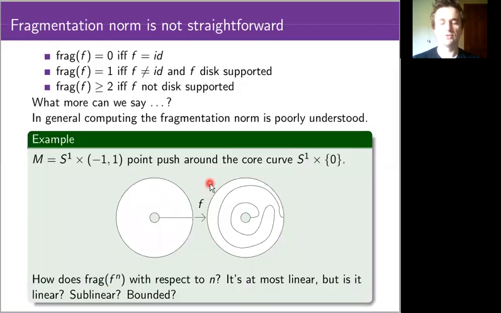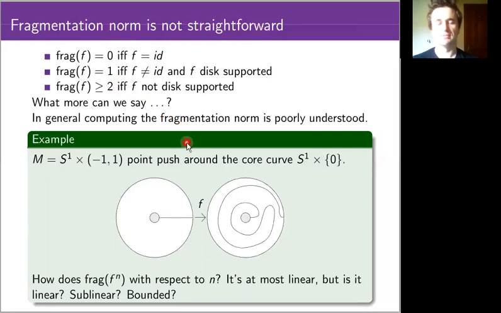Now the fragmentation norm is quite difficult to compute. There are some easy observations that we can make. We understand when it's 0, we understand when it's 1, when it's at least 2. But it's quite difficult to say more than that. Difficult to say when it's exactly 4, for example, or indeed computing it in general.